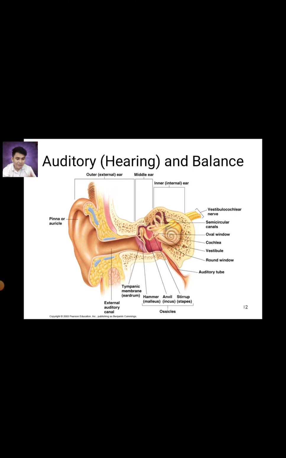Makikita po natin yung image ng ating tenga dyan. Yan po yung mga parts, the tiny parts of our ear.